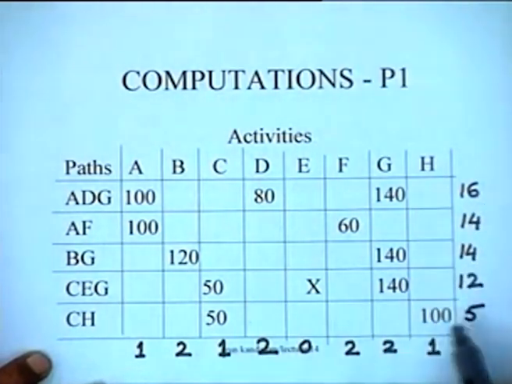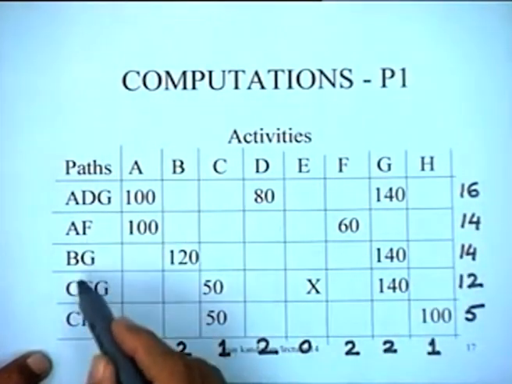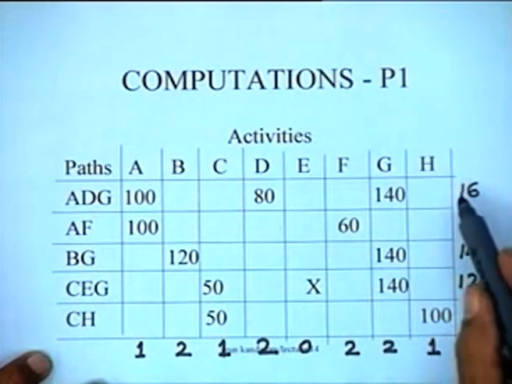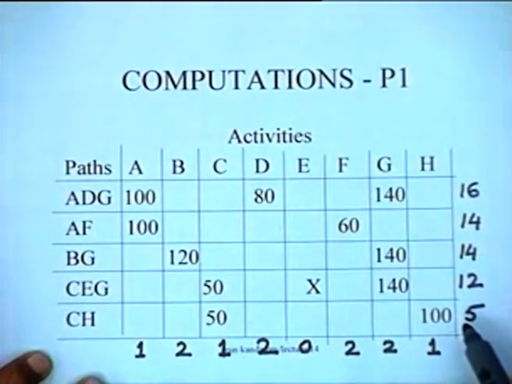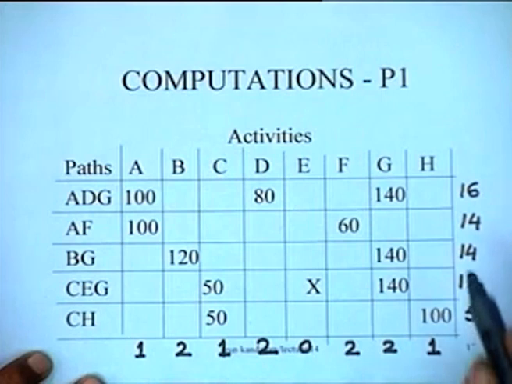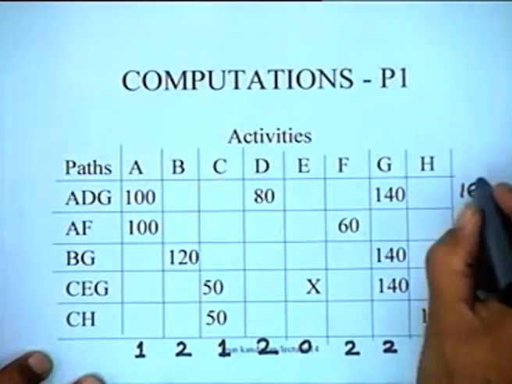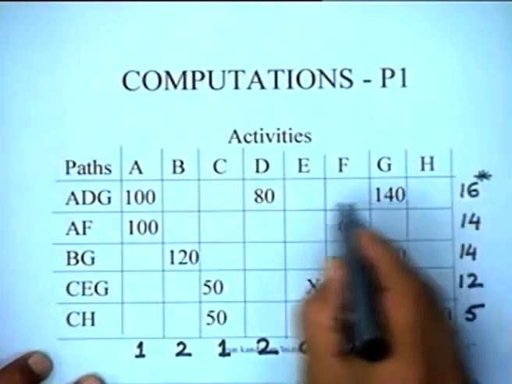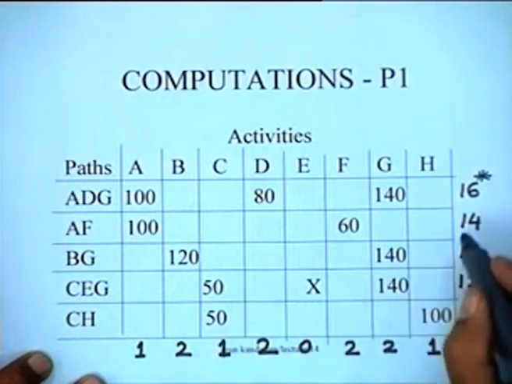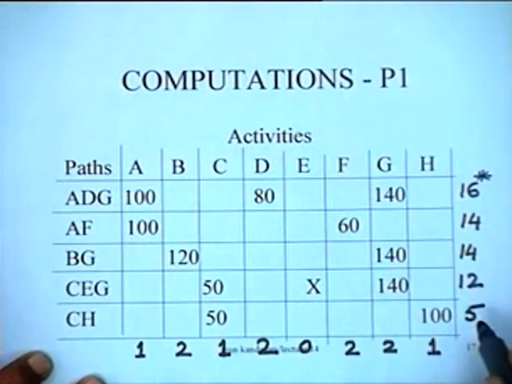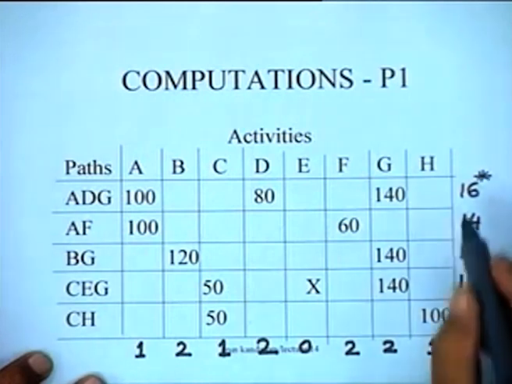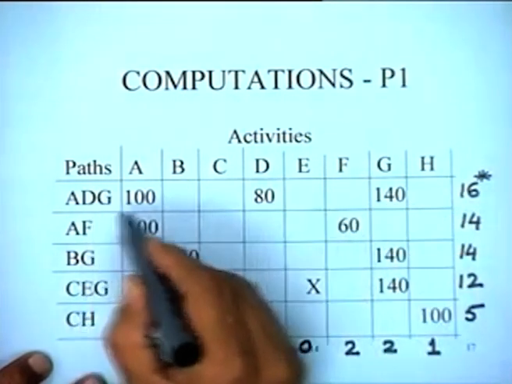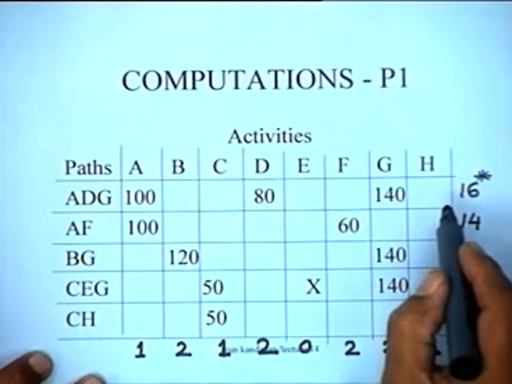So to begin with, these 5 paths in the project at all normal starting point have these durations. So this is the longest path. So this particular path, I put an asterisk on it. The critical path now is ADG. The other paths are smaller, obviously, isn't it? So what we now do is, we find out what is the cheapest way to crash this particular path or bring down its duration.